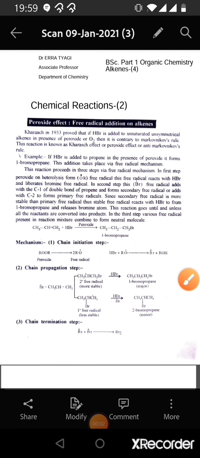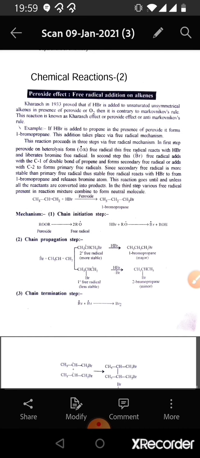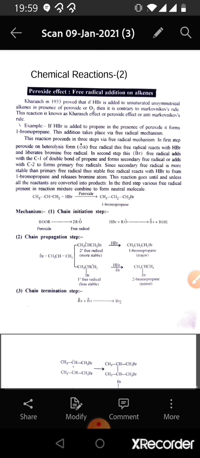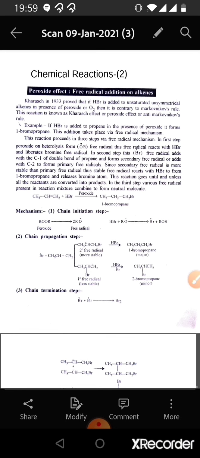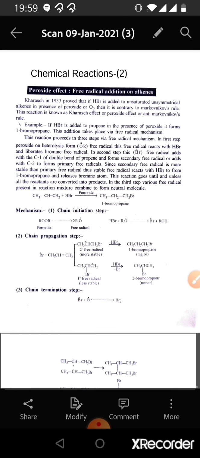In continuation of the last videos on alkenes of BSc Part 1 Organic Chemistry, in this video we will continue with the chemical reactions of the alkenes. And the first reaction that we are going to take up is peroxide effect, free radical addition on alkenes.